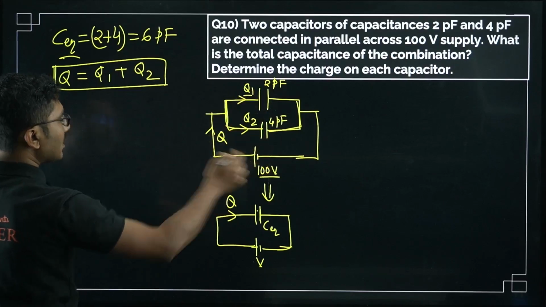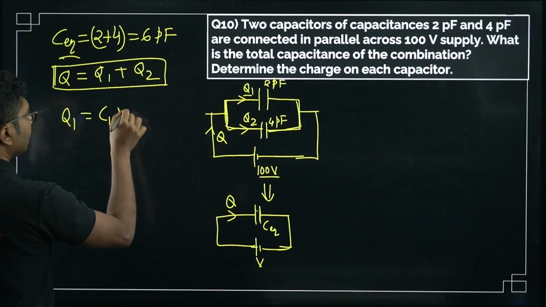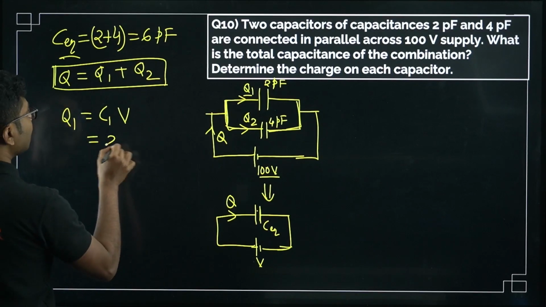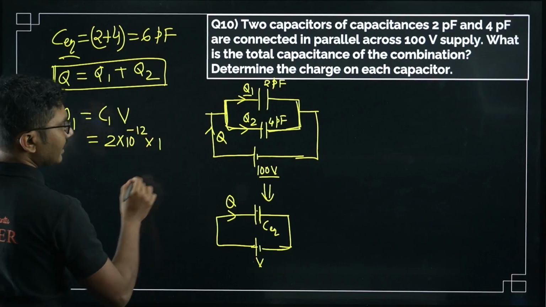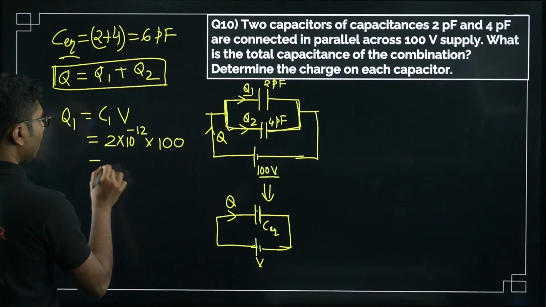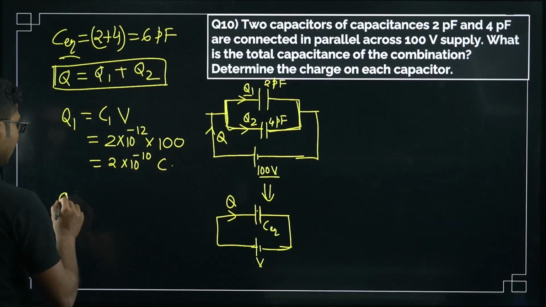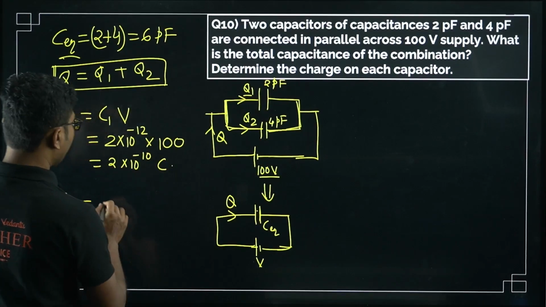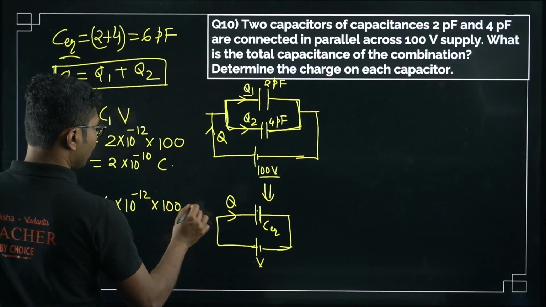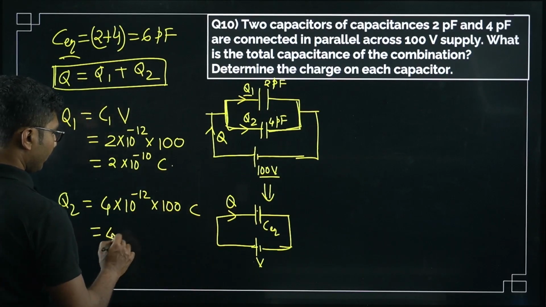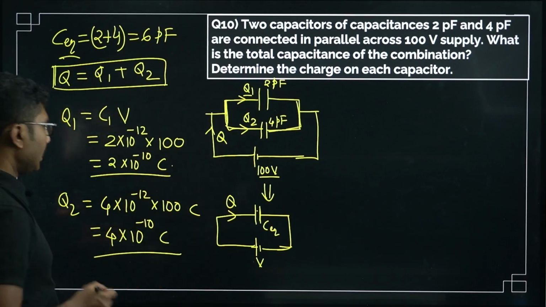So what is Q1? Q1 equals C1 into V. C1 is 2 picofarad. Pico means 10 to the power of minus 12, and V is 100 volt, so it will be 2 into 10 to the power of minus 10 coulomb. And Q2 will be 4 into 10 to the power of minus 12 into 100 coulomb, that is 4 into 10 to the power of minus 10 coulomb. So these are the two charges, simple.